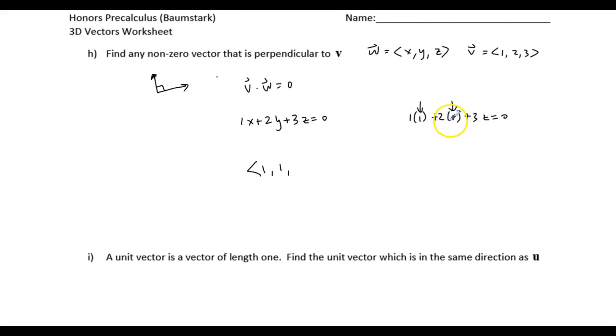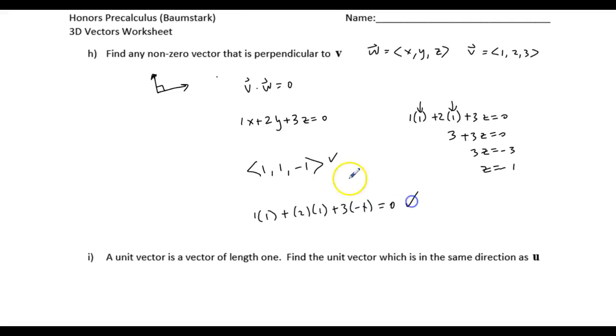So 1 plus 3, 3 plus 3z equals 0, 3z equals negative 3, so z equals negative 1. And so that is one vector that would be perpendicular. We could go ahead and check it by doing the dot product back again. 1 times 1 plus 2 times 1 plus 3 times negative 1, in fact, does equal 0.